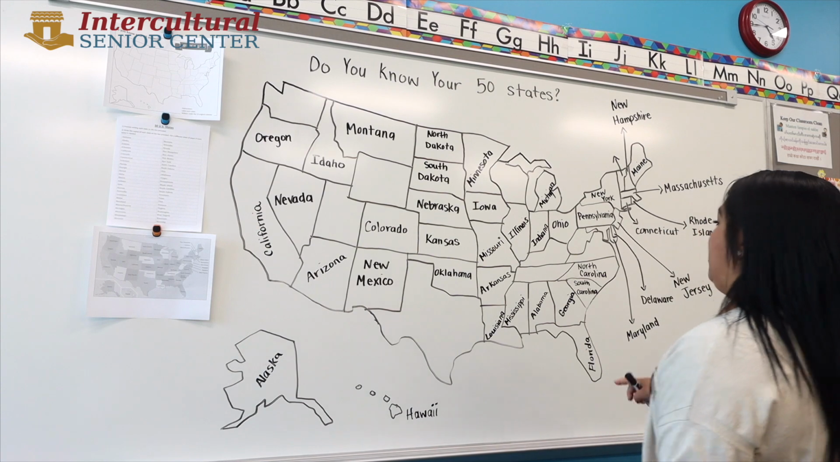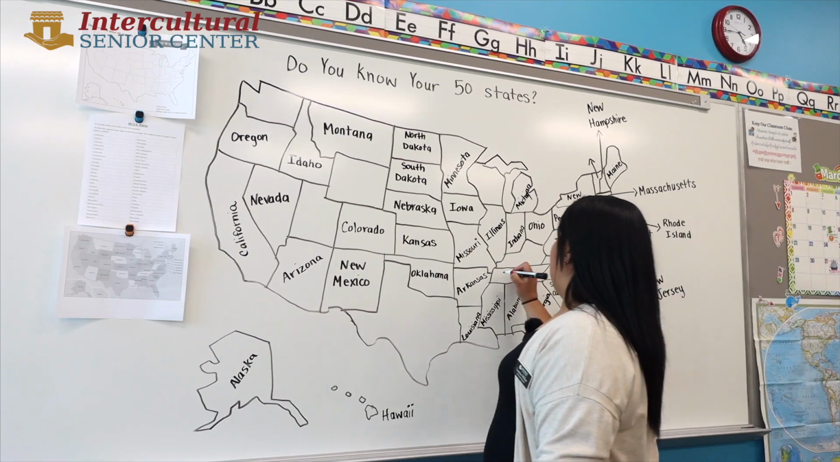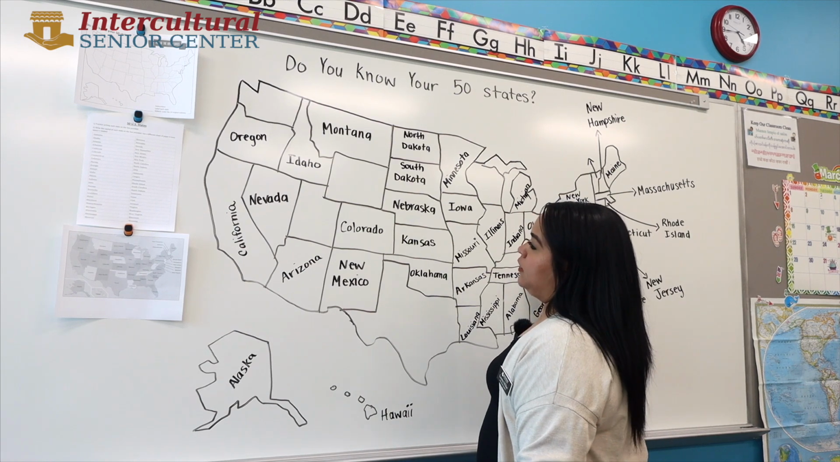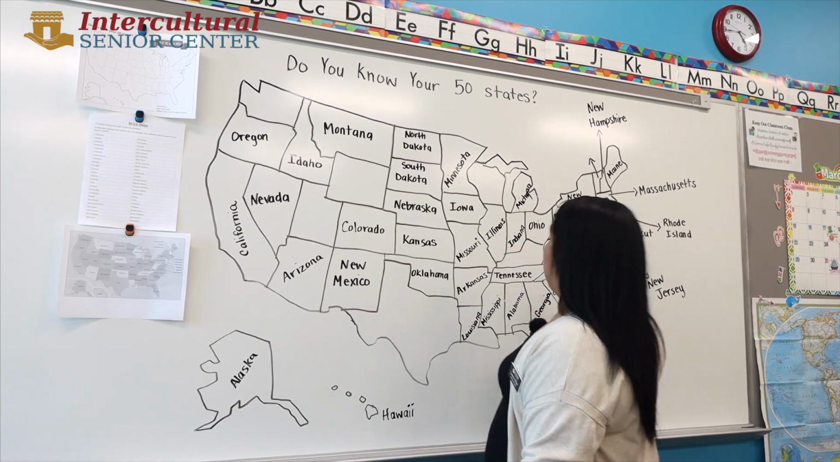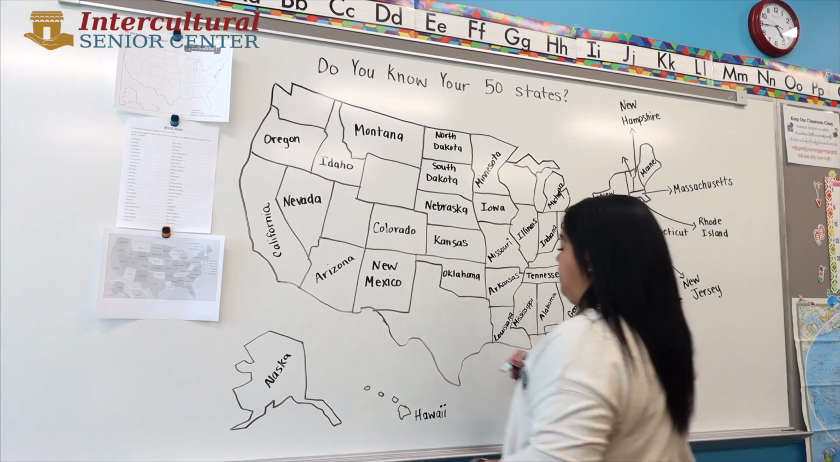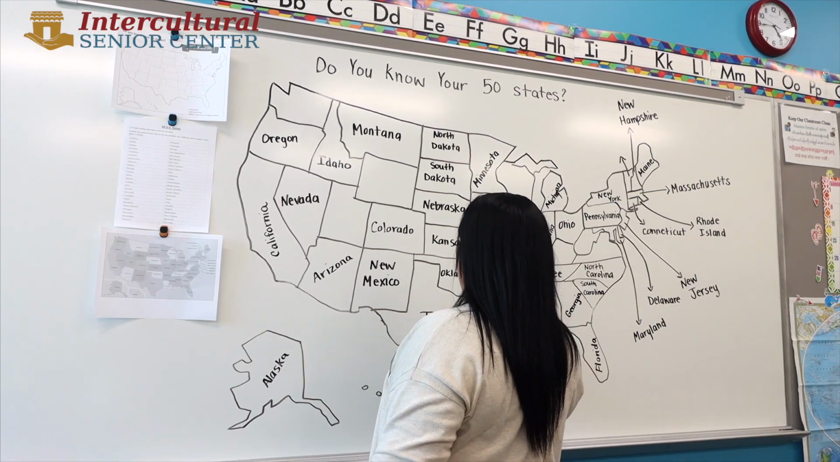Tennessee. Tennessee is a really long state down here. Tennessee. Texas is the really big state down at the bottom. So we'll fill that in with Texas.